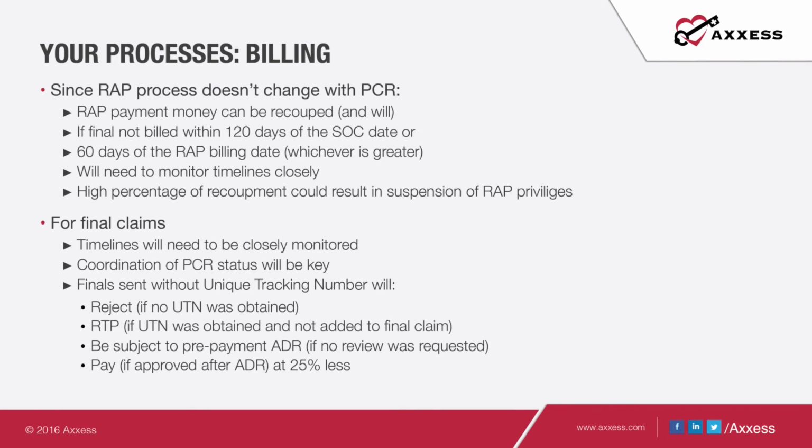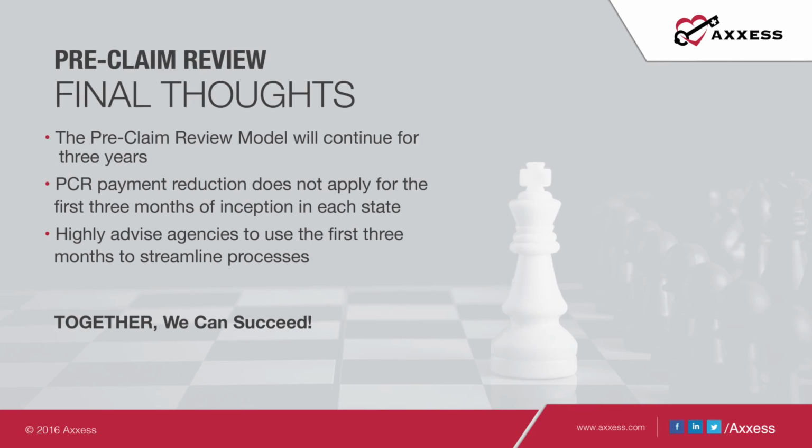If you get a non-affirmative or you don't go and put the UTN on your claim, you're going to be subject to a prepayment ADR if no review was ever requested. And once it pays, if it's approved after ADR, you're going to get 25% less payment.